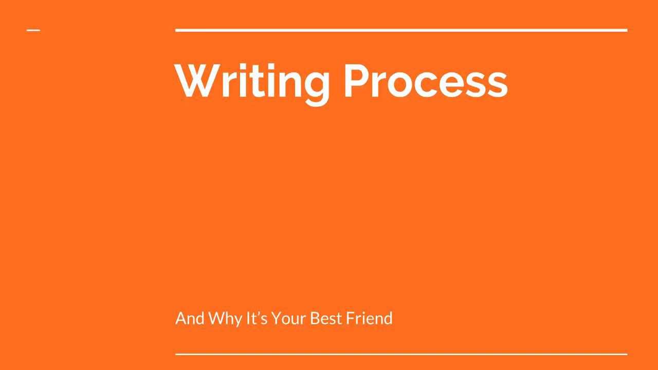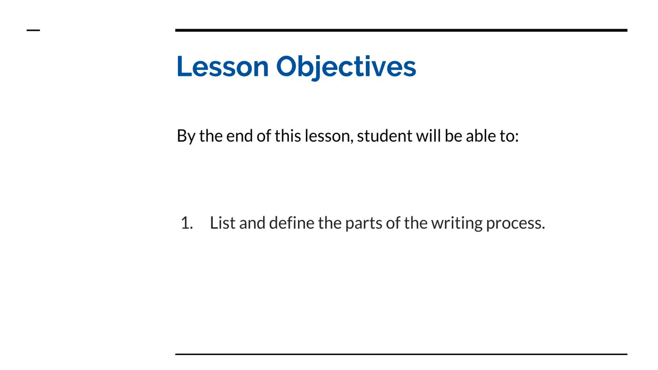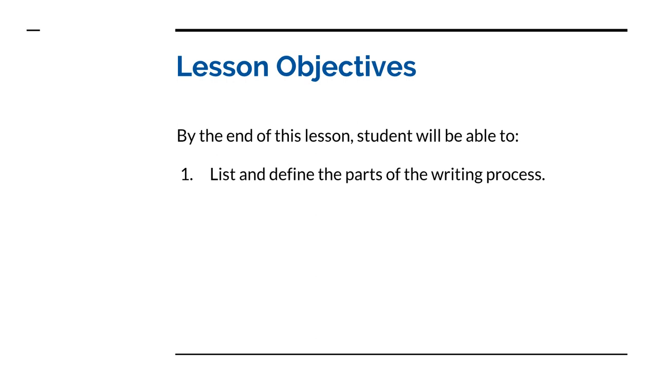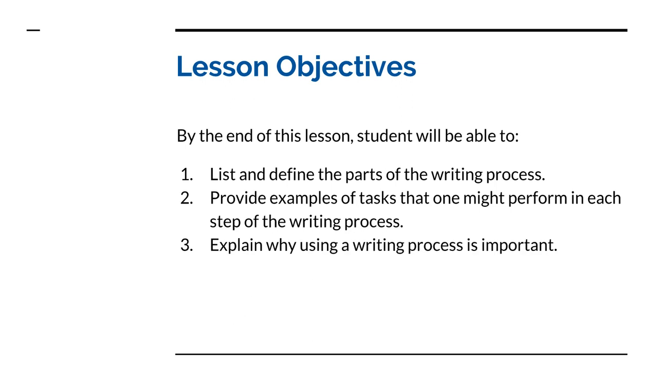This lesson is on the writing process and why it is absolutely your number one writing best friend. So your lesson objectives are that by the end of this lesson, you will be able to list and define the parts of the writing process, provide examples of tasks that one might perform in each step of the writing process, and explain why using a writing process is important.